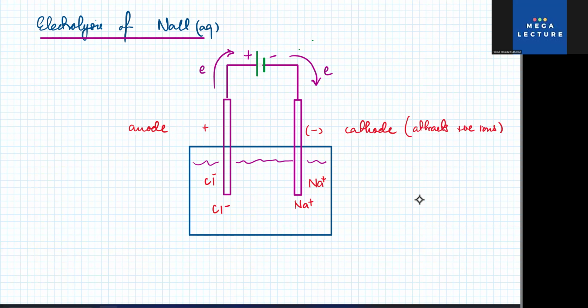And your anode attracts your negative ions, or anions. What else is present in the electrolysis of NaCl aqueous? What else is present in the solution? Anyone, any idea?